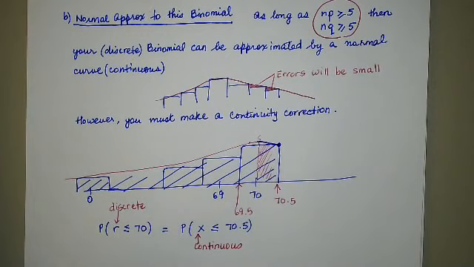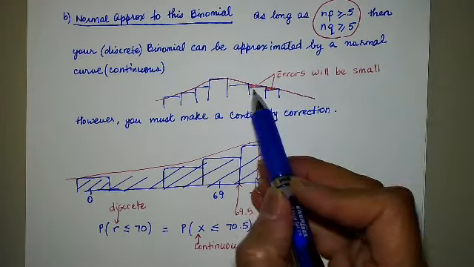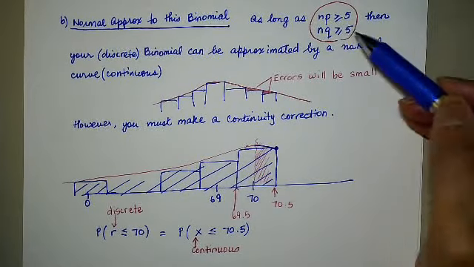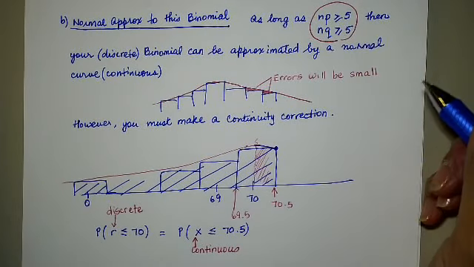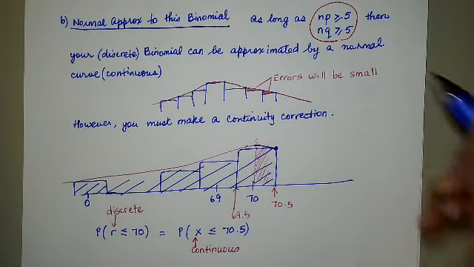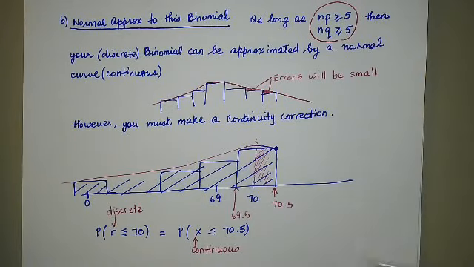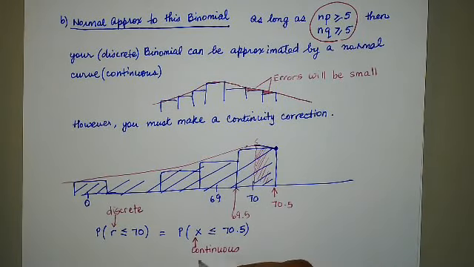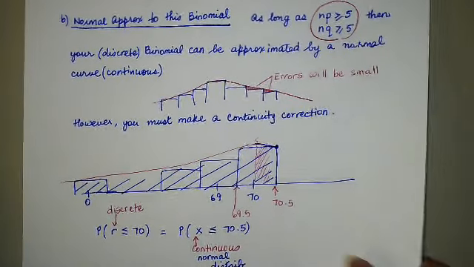If it turned out that np was less than 5, then you have to do it by nCr, p to the r, q to the n minus r. You cannot approximate by a normal curve. So this approximation where the errors are tiny only works if these two conditions hold. And if they don't, then you have no right to use normal approximation. Okay, so now that I want to do this, I'm almost done. This is a continuous normal distribution.